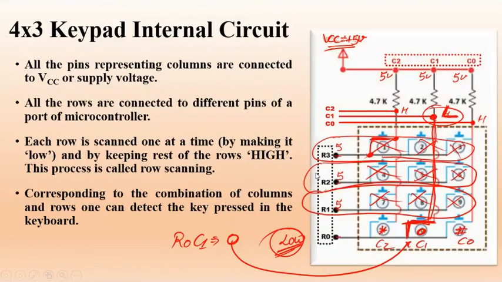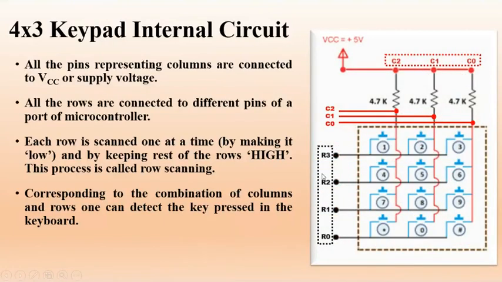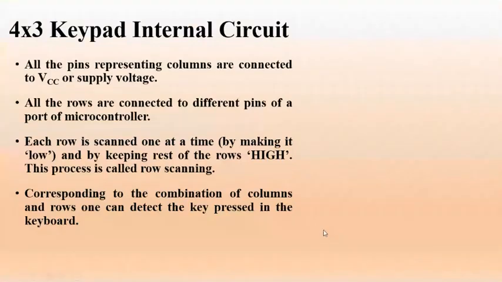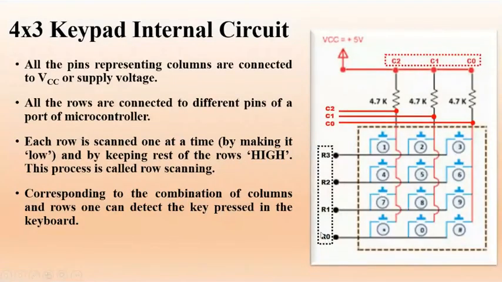Okay, wait a second. You are providing 5 volt to the rest of the rows, R3, R2, R1. If these 3 are having 5 volt, then definitely you cannot detect the keystroke, because both the column and the row are high, so you cannot detect the keystroke. So you are going to keep only one of the rows low, R0.